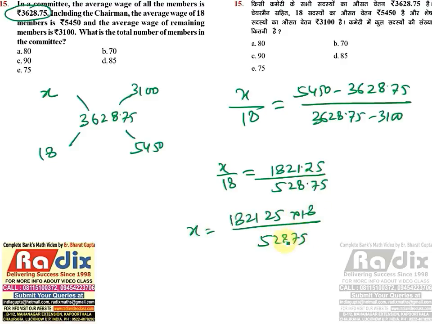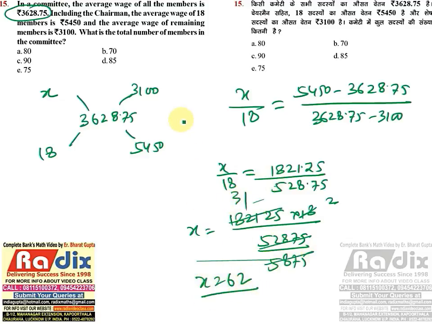Now this is divisible by 9 and if we cancel this by 2, now cancel this by 9, it is 2 and it is 5875. Now cancel this 2 by 25 and this is completely divisible by 62, 31. So x would be 62. Now x is 62 and remaining 18, the total persons would be 80.